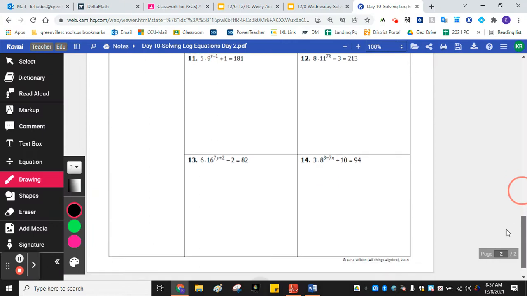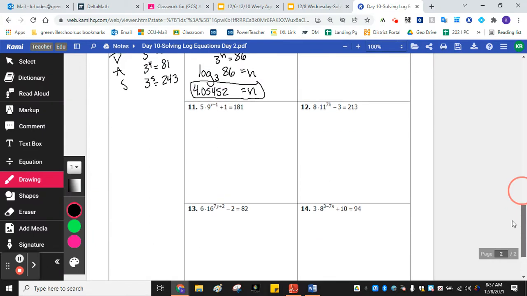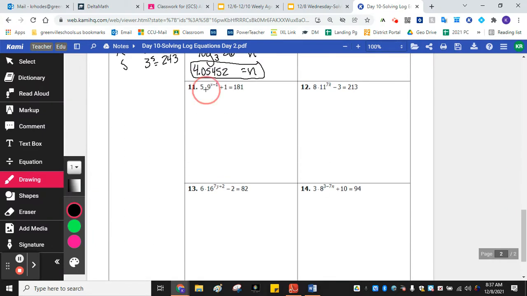Two more, and then I will get on the video and work some evens with you. So we're isolating this. These get a little harder. I'm going to subtract over 1. 5 times n to the v minus 1 equals 180. Trying to isolate my exponential. Divide by 5. 180 divided by 5 is 36.